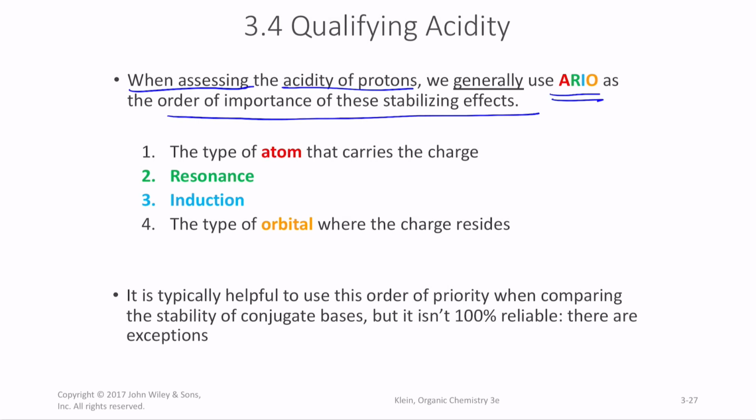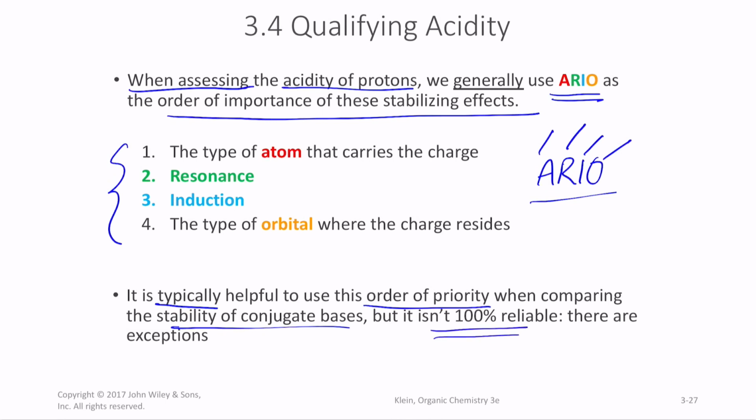Now we are going to come back to this over and over again in other chapters as well. If you want to know which one is more acidic, just use the principle of ARIO: atom, resonance, induction and orbital. It is typically helpful to use this order of priority when comparing stability, because it isn't 100% reliable, and you can get exceptions.